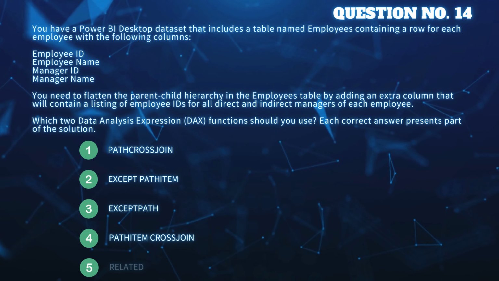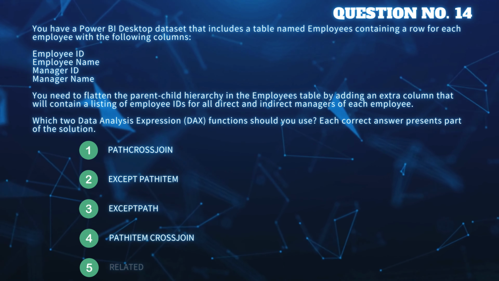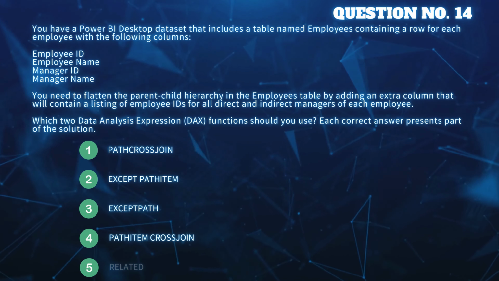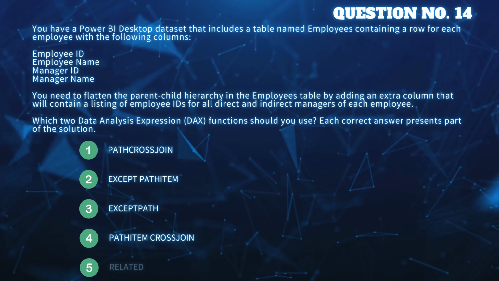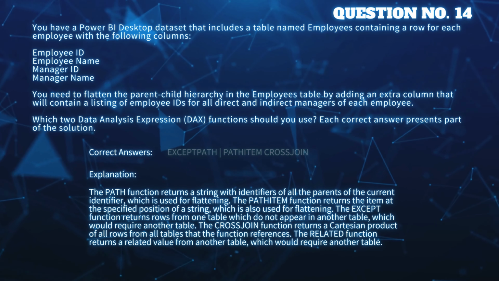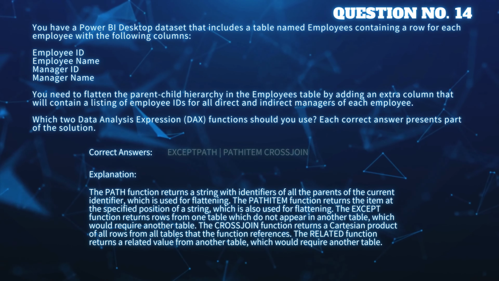Option 1. PathCrossJoin. Option 2. Except PathItem. Option 3. Except Path. Option 4. PathItemCrossJoin. Option 5. Related. Correct answers: Path, PathItem.